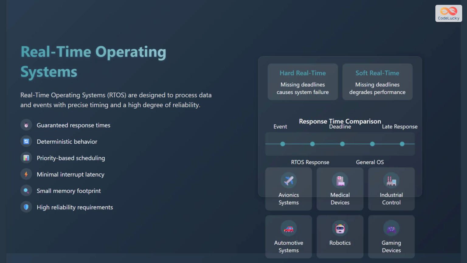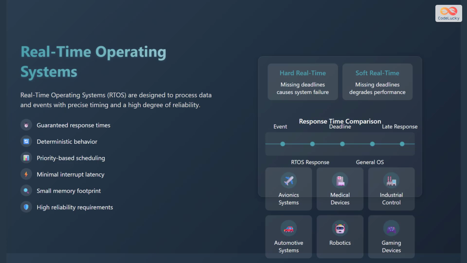Real-time operating systems, or RTOS, are designed to process data and events with precise timing and a high degree of reliability. Imagine an anti-lock braking system in a car, or a life support system in a hospital. Real-time operating systems are crucial in environments where timing is critical. These operating systems provide guaranteed response times, ensuring that tasks are completed within strict deadlines.